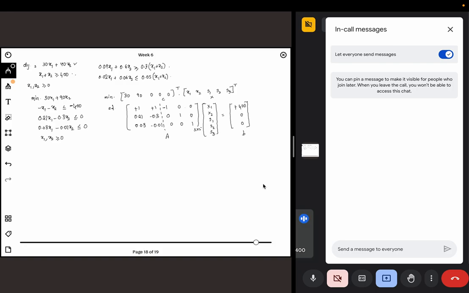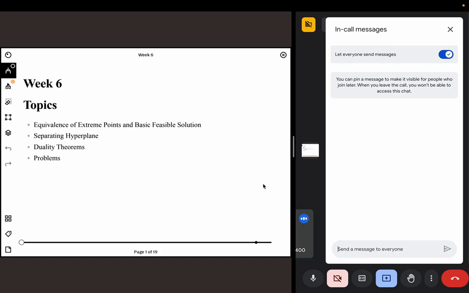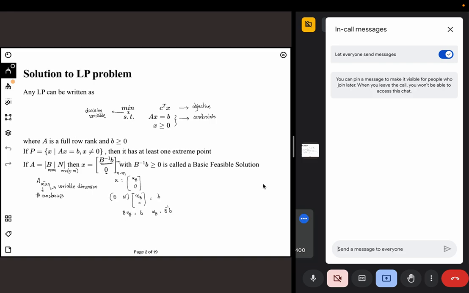Just to give a quick recap of what we discussed. Initially we started out with the equivalence between the extreme points and the basic feasible solution. Whenever there is an extreme point and the corresponding values of x that you have, that will be a basic feasible solution, and vice versa. If you have a basic feasible solution, then it will also be an extreme point. That's the first thing that we discussed.